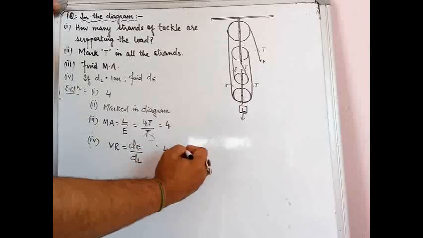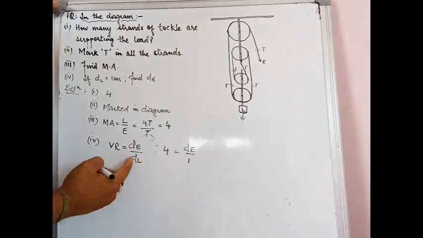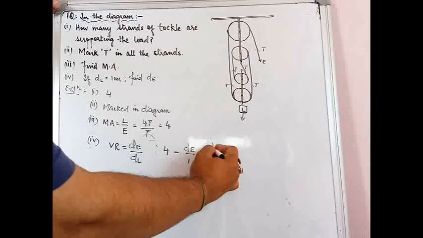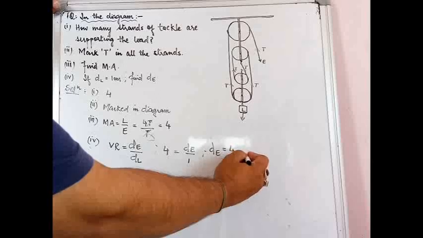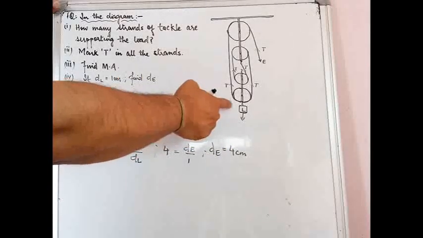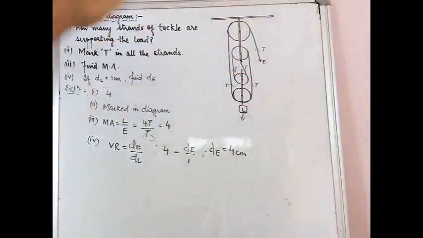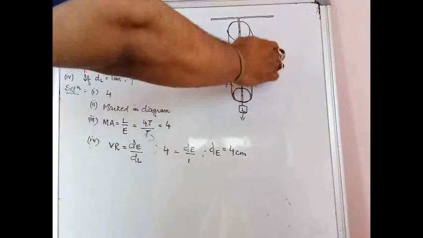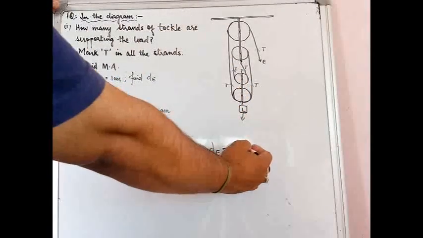Okay, so just like you have MA as 4, you will have velocity ratio value also as 4. So this 4 becomes equal to dE upon 1, because dl value is already given as 1 centimeter. So that will give you a dE value of 4 centimeters. Okay, so you can say that if the load moves up by 1 centimeter, the effort will have to move down by 4 centimeters. Okay, actually it is the other way around, because only when you apply the effort, then the load moves up. Okay, so this is the answer to the 4th part.